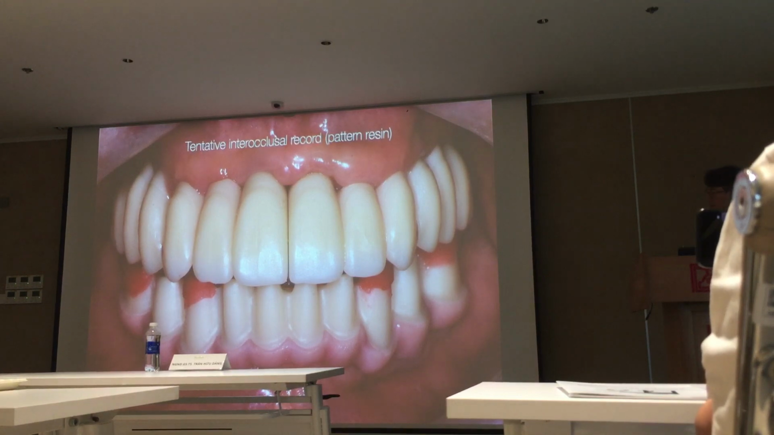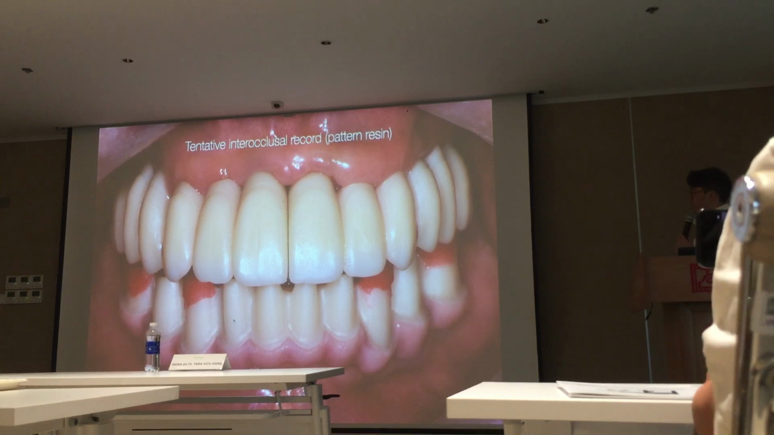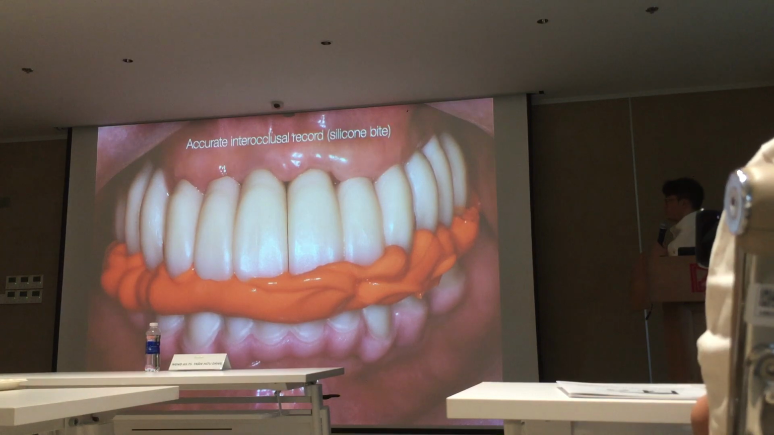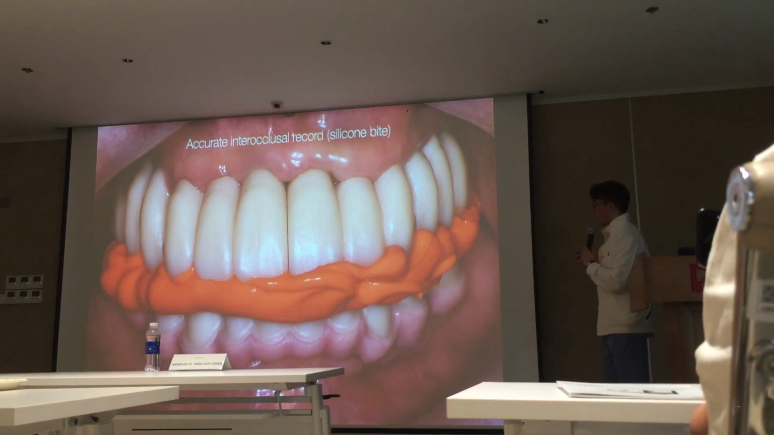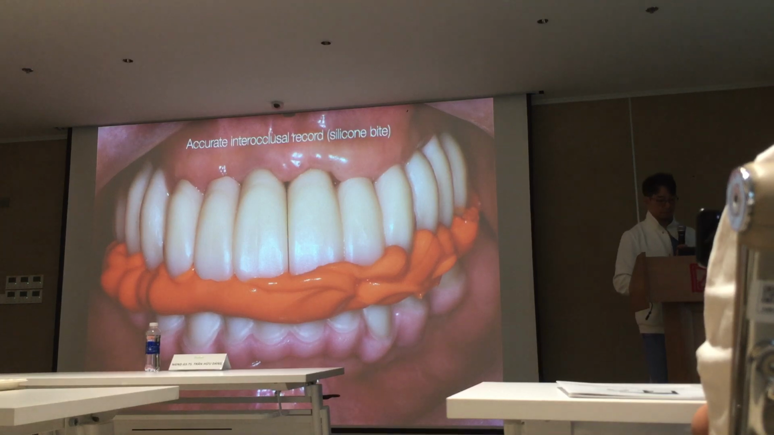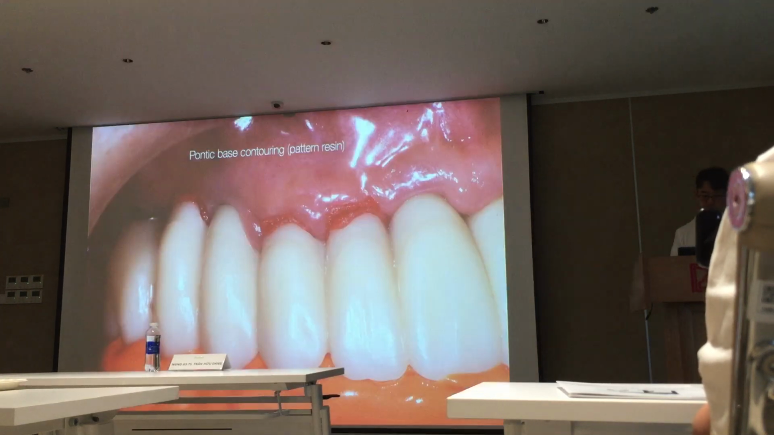So this was my next step. I tried in the zirconia in the patient's mouth, and I used my pattern resin so that I can check the bite. So I took the tentative bite with pattern resin, and then I used my silicone bite to have the accurate bite of upper and lower.